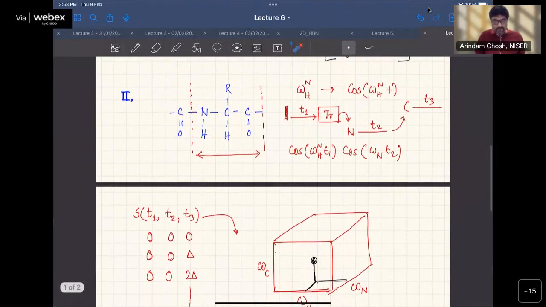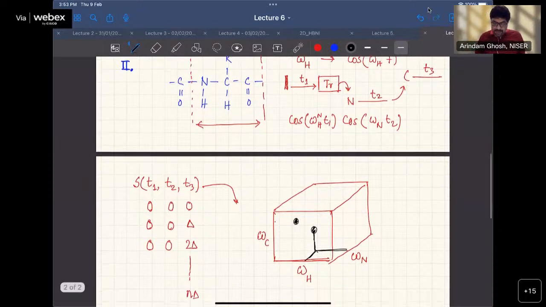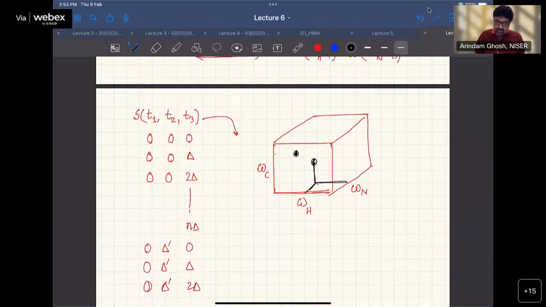The next residue, maybe these particular chemical shifts are different, so you'll get another peak like this, which has a different omega H and a different omega N. Now, if it so happens that two of them have exactly the same omega H and omega N, that means this point is the same, but they might have a slightly different omega C.